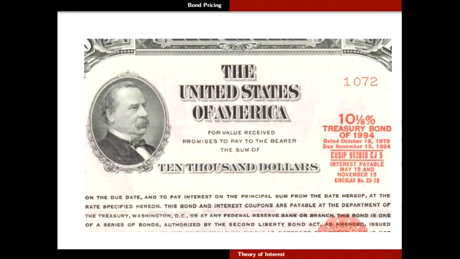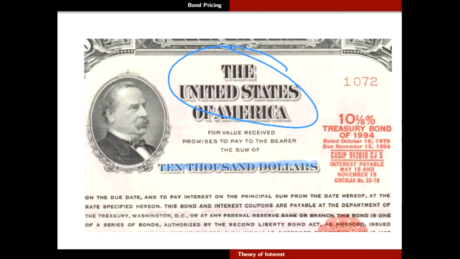So we have here a sample bond certificate. It says here, the United States of America for value received promises to pay to the bearer the sum of $10,000. So who's the borrower here? It should be clear that the borrower is the United States of America. What is this $10,000? That is the par value or the face value of the bond.